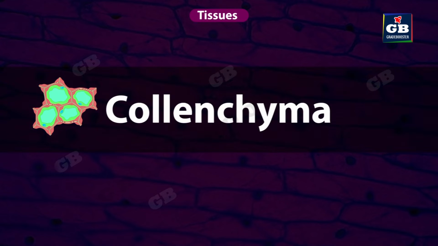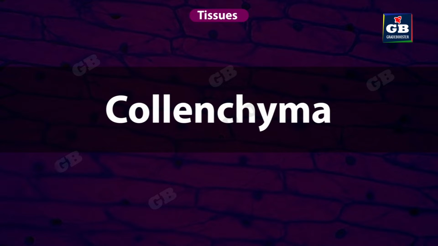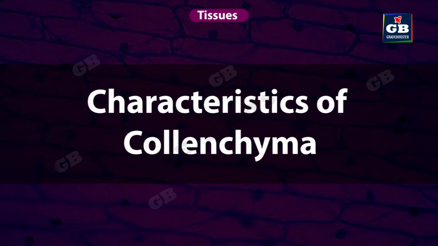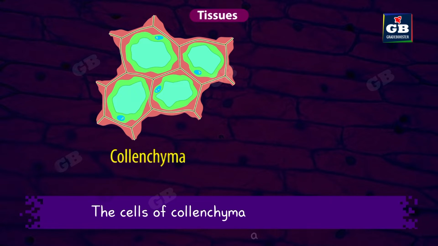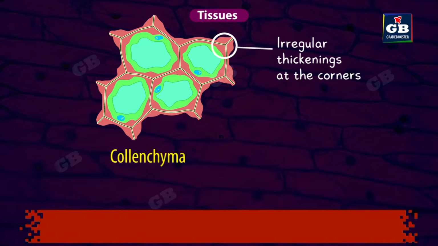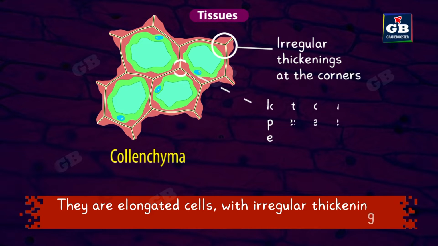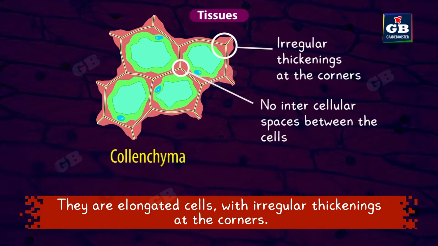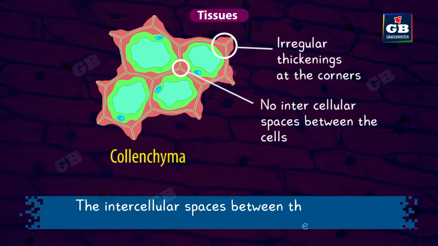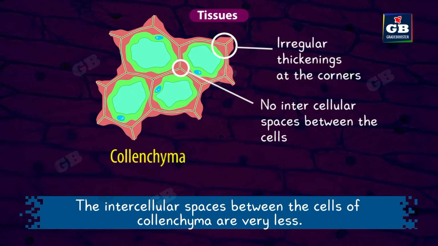Next, we see another type of simple permanent tissue called collenchyma. Characteristics of collenchyma. The cells of collenchyma are living cells. They are elongated cells with irregular thickenings at the corners. The intercellular spaces between the cells of collenchyma are very few.